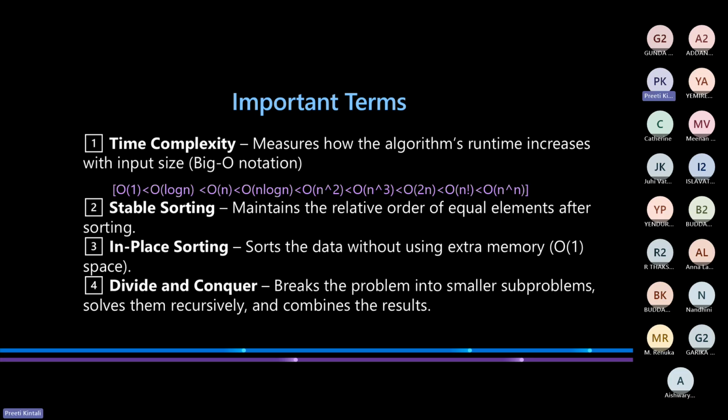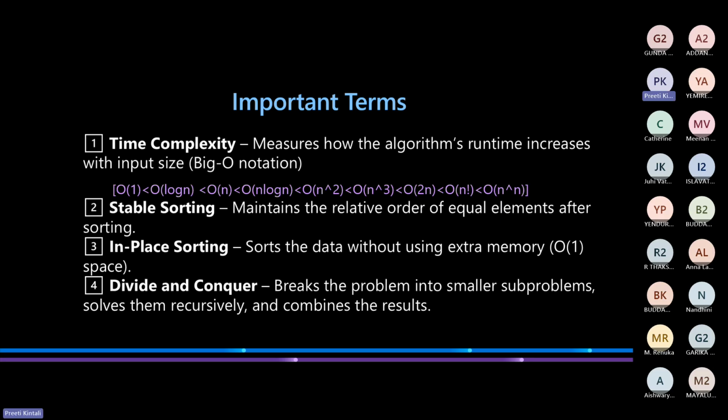And then the fourth term is divide and conquer. Here, as the name suggests, we will first divide it and then we will conquer it. Firstly, we will be breaking the big problem into small subproblems, and then we will solve each of them recursively. Means this is according to the code where we call the code again and again for the small problems, and then we will combine all the results.